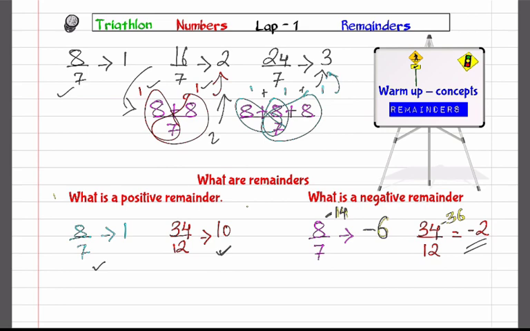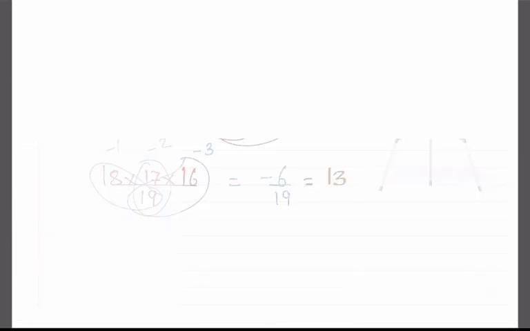Okay, looking at the basic concepts of it. So I hope you understood. If the number is big, we split up the number, get the individual remainders and get the final answer. What is a positive remainder? We know. What is a negative remainder? We also know. Let's move on to the next.